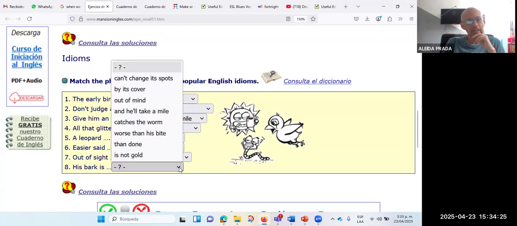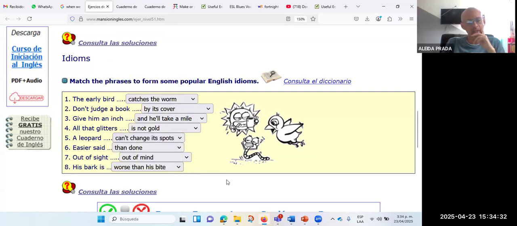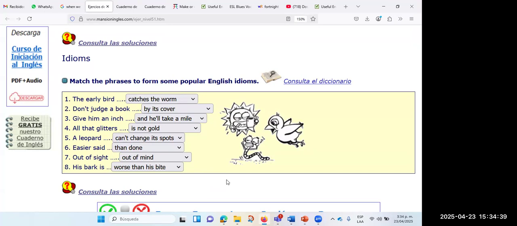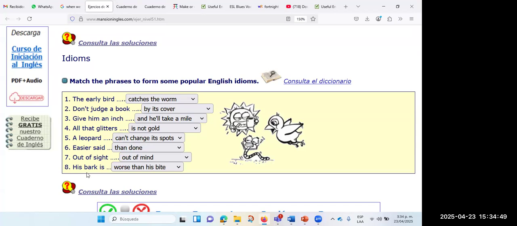And the last one: his bark is worse than his bite. And what is the idiom in Spanish? Let me think about it, please. You know what is bark? That's the key point of this idiom. It is the sound the dog makes. I don't remember how I can say that.